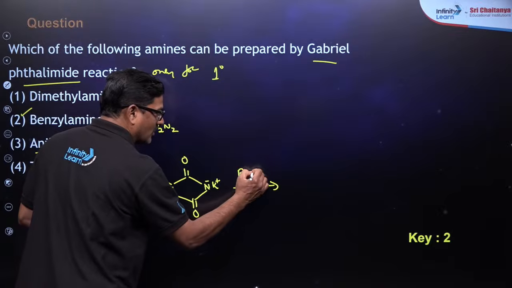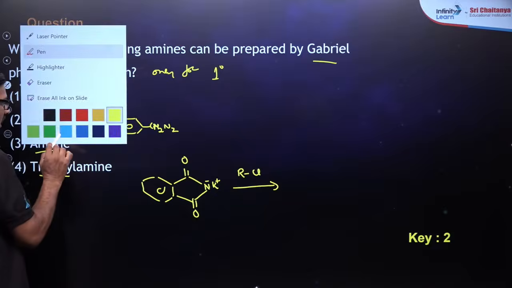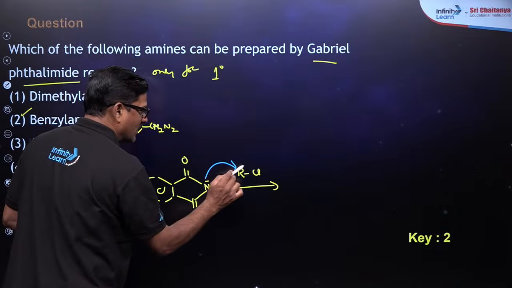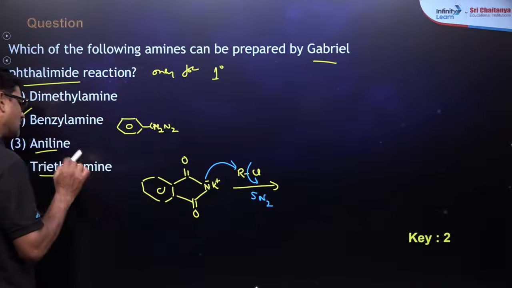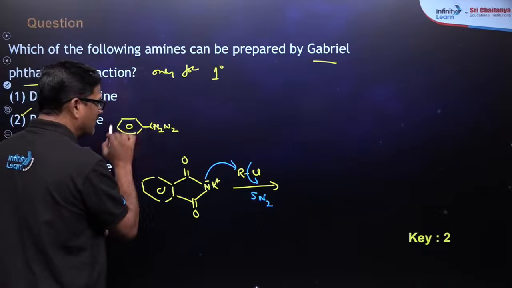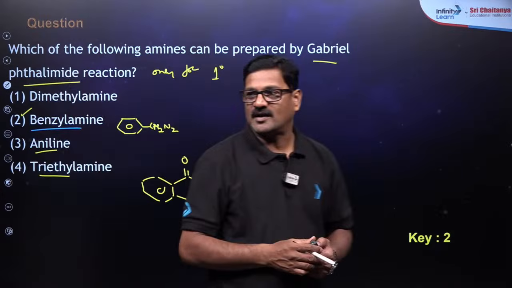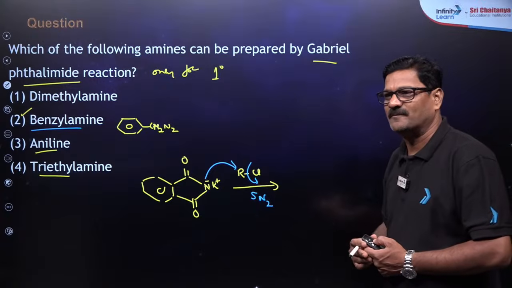Because this is a phthalimide, the alkyl chloride or alkyl iodide or any alkyl halide has to participate in an SN2 reaction. That is the logic. So these others are all prepared by different methods. Benzylamine, if we want to make it, benzyl chloride can be used. Yes, the answer is going to be B.